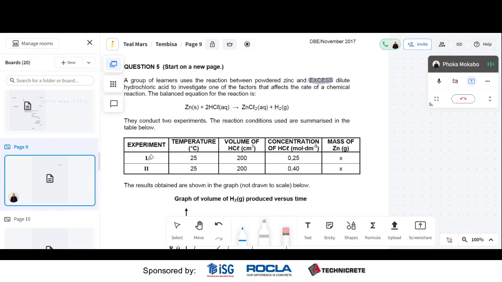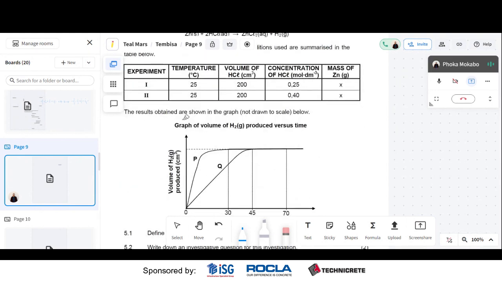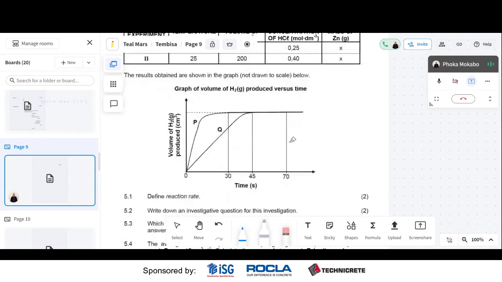And they tell you that they did 2 experiments. The temperature remained the same. The volume of hydrochloric acid remained the same. The concentration of hydrochloric acid was changed, and the mass of zinc we do not know of. The results obtained are shown in the graph below. Okay, then define reaction rate.